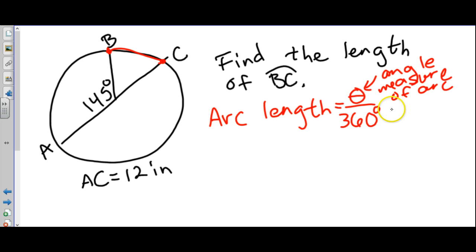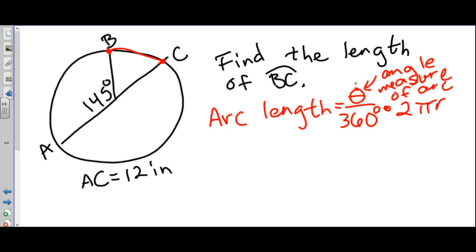So theta over 360 times 2 pi r. And technically we could do 2 separate formulas. We could say theta over 360 times pi d, and that would also work. You're just basically saying the angle divided by 360 times the circumference. But I usually just like to stick with one so I don't have to remember so many different formulas.